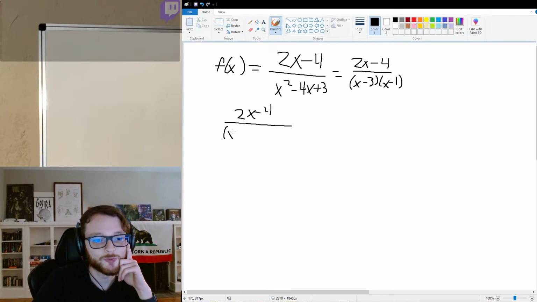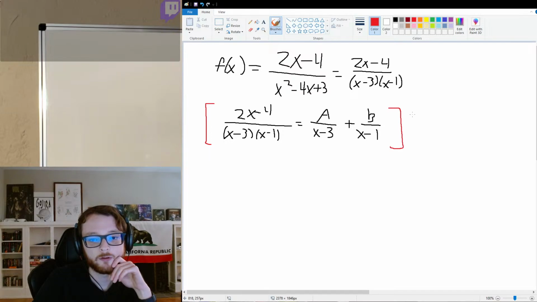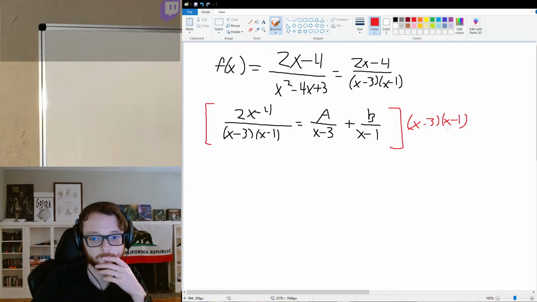Gonna do it the way that I usually do, which is making this thing equal to A over the first part of the denominator, since these are just linear factors here, plus B over x minus 1. And now we multiply each side of this thing by the denominator, x minus 3 times x minus 1. And we get a bunch of cancellations, thankfully.